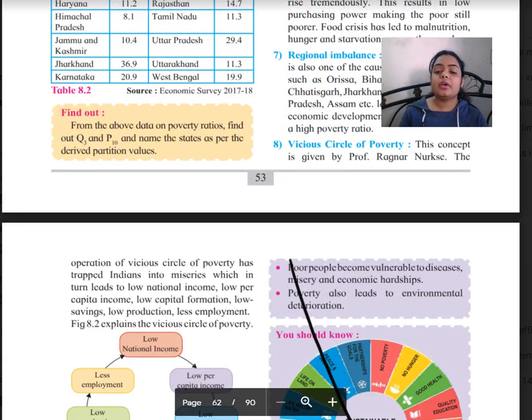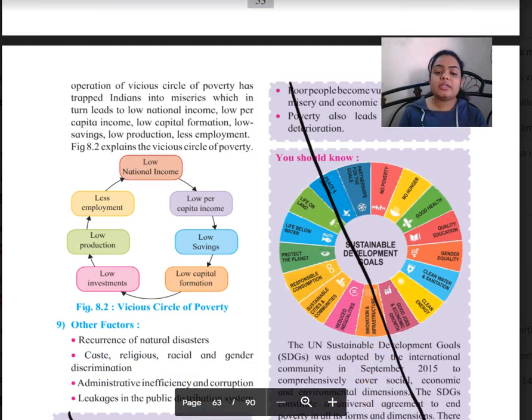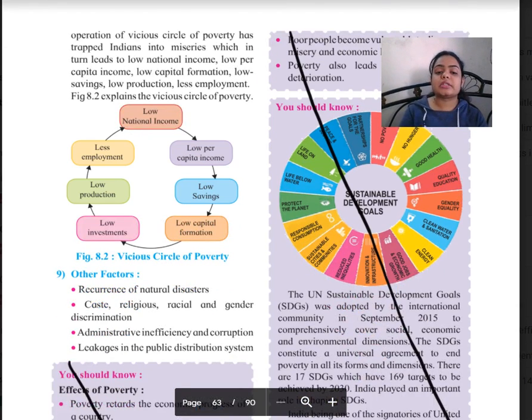Now next we have the vicious circle of poverty. This concept is given by Professor Ragnar Nurkse. The operation of a vicious circle of poverty has trapped Indians into miseries, which in turn leads to low national income, low per capita income, low capital formation, low savings, low production, less employment. Figure 8.2 explains the vicious circle of poverty. Now, next we will see about the vicious circle of poverty.